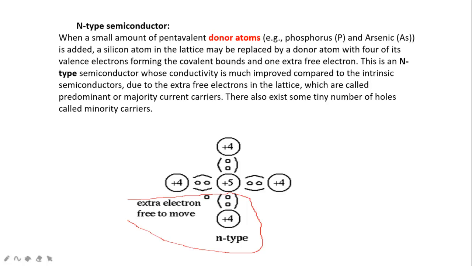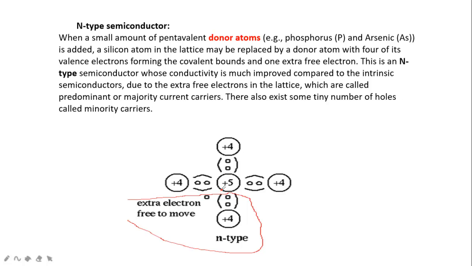So how are we getting an extra electron? Look at this picture. Plus 4, plus 4, plus 4, plus 4 belong to the semiconductors. Plus 4 means having 4 electrons in their outer shell, like carbon, silicon and germanium. And this plus 5 is a pentavalent donor atom. For example, let's take phosphorus.